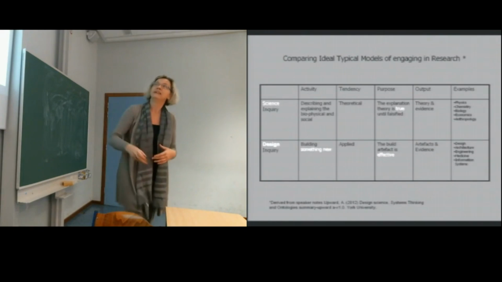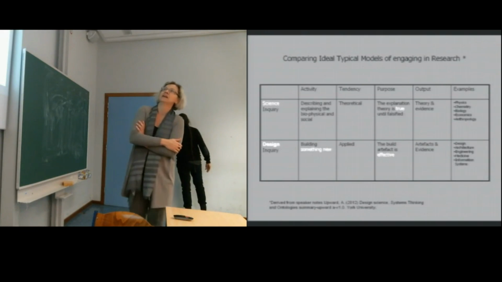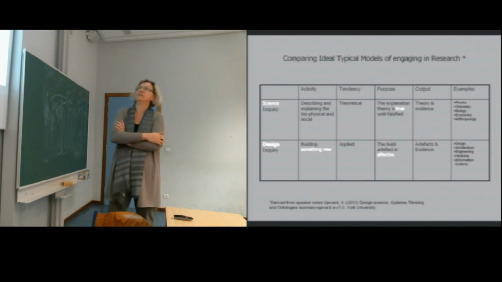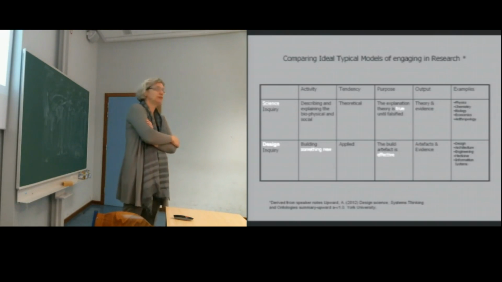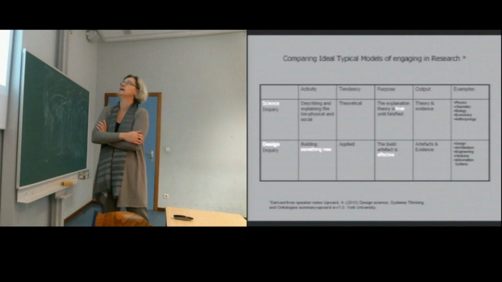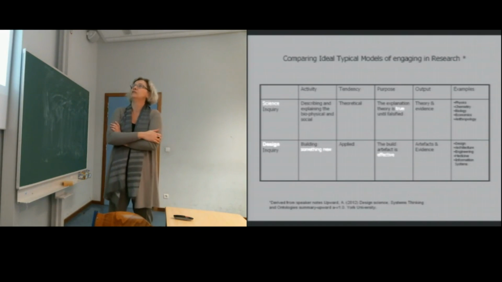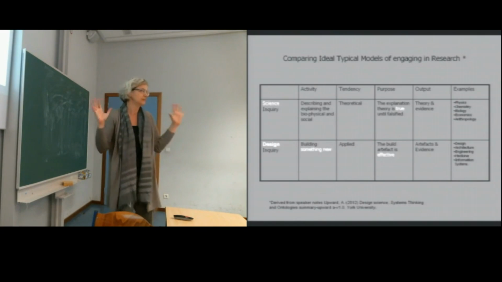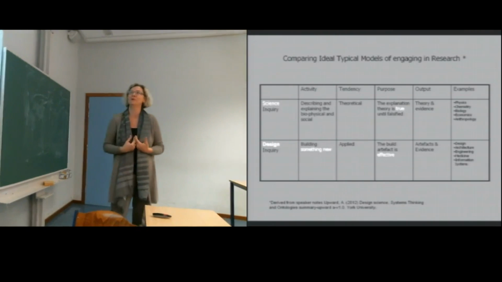So, comparing the ideal typical models of engaging in research: scientific inquiry describes and explains the bio, the physical and the social. It's theoretical, the explanations are true until falsified, and the output is theory and evidence, in physics, chemistry, biology, the list is very long. Of course, this is very rough. I know it by the fact that I find myself in both.